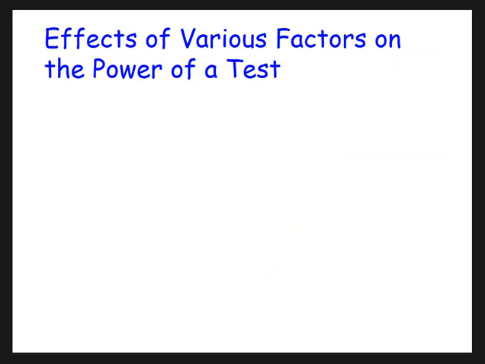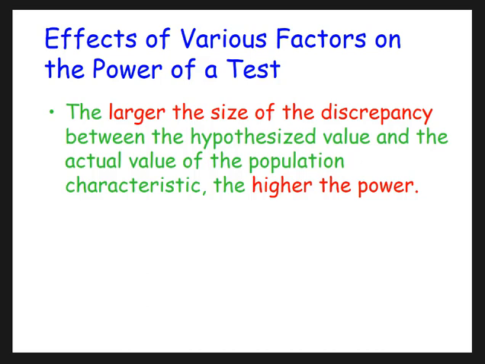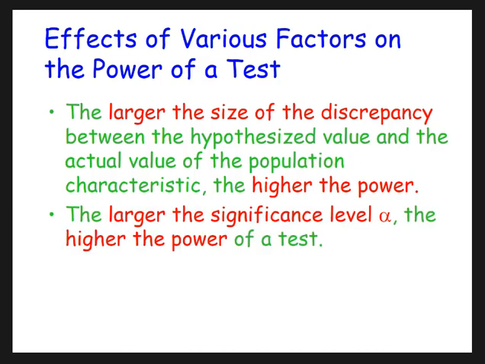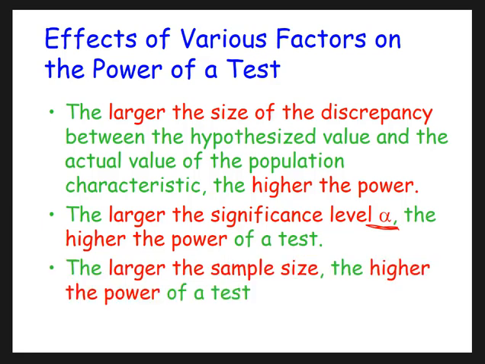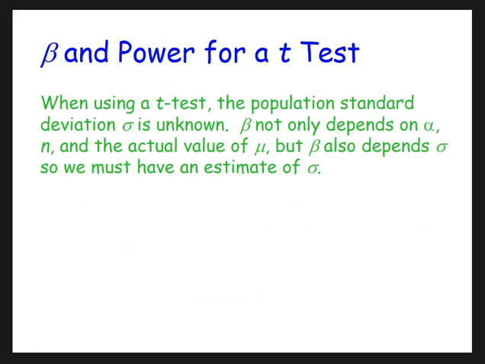So the factors that affect the power of the test: the larger the size of the discrepancy between the hypothesized value and the true value, the higher the power is. But we don't know that. The larger the significance level is, the higher the power will be. So use the larger alpha. That's the one thing we can control. And the larger the sample size is, generally the higher the power will be. So take the largest sample that is practical to do.